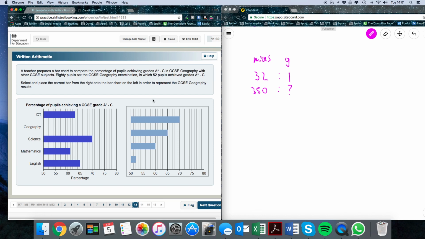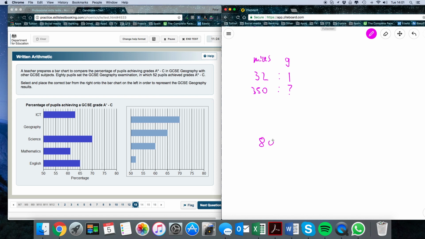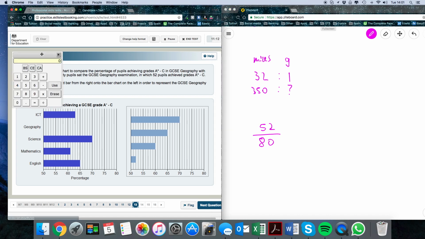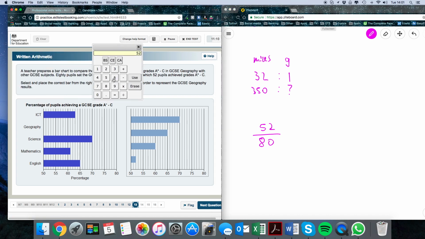graphs, but really all the information is in the question at the top. You've got 80 pupils, and 52 of them achieved A star to C. So it's a fraction question, but you're turning it into a percentage. With a calculator, there's a simple method for doing that. If you do 52 divided by 80, and it's very important you divide these around the right way, one of the most common mistakes is to divide the numbers around the wrong way.